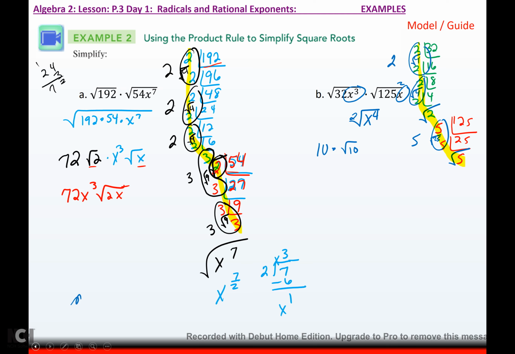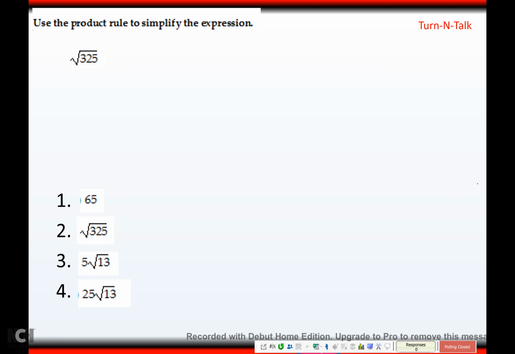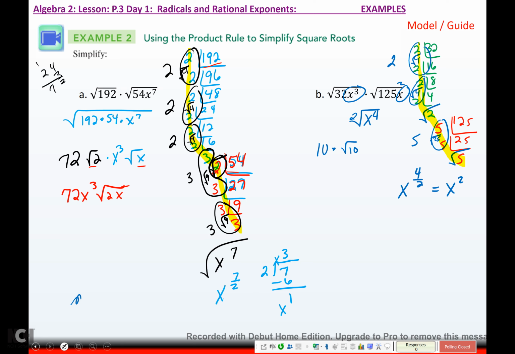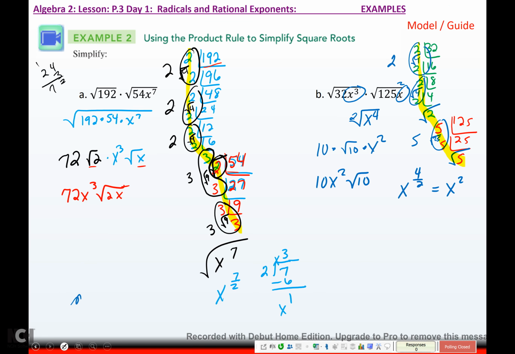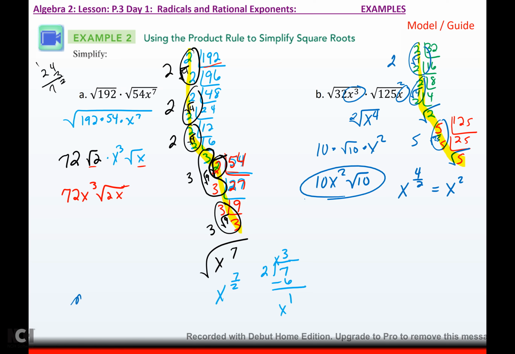I'm not hitting anything. Alright, so I've got x to the fourth, the square root of x to the fourth. Alright, that's going to be x to the 4 over 2. And if I divide 4 by 2, that gives me x squared, so there's nothing left in. So that's times x squared, which gives me 10x squared times the square root of 10. And that would be my answer.